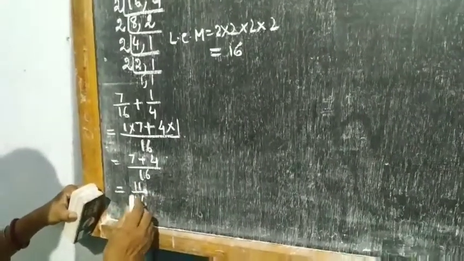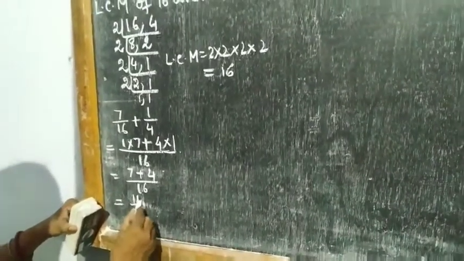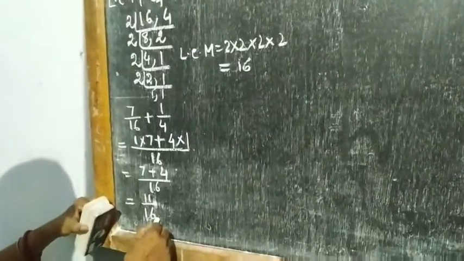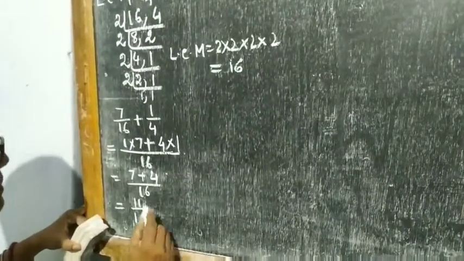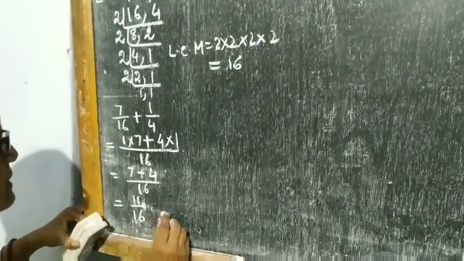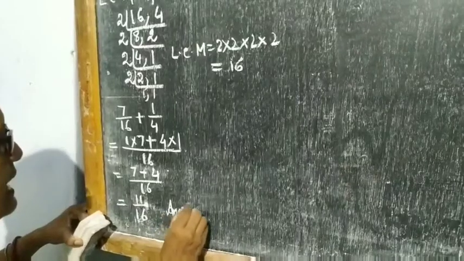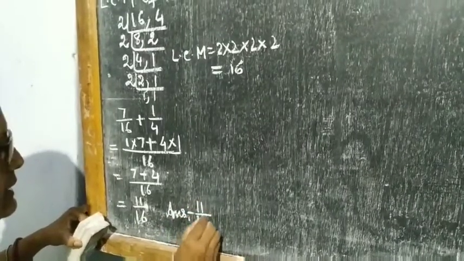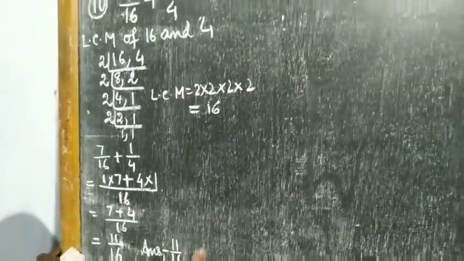Now children, you see the numerator is less than the denominator. So you can't divide it. So you write the answer as 11 by 16.